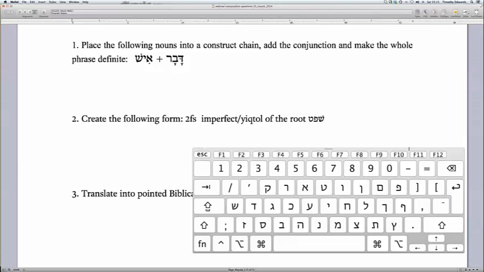So you've got the noun davar, which means word, and ish, which is man. And we want to put those into a construct chain. We want that chain to be definite, and we need to add the conjunction. So there's lots of things going on in this question.